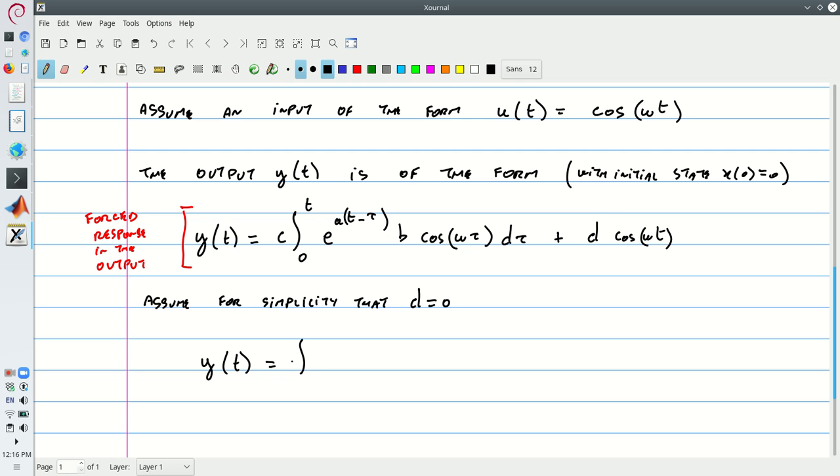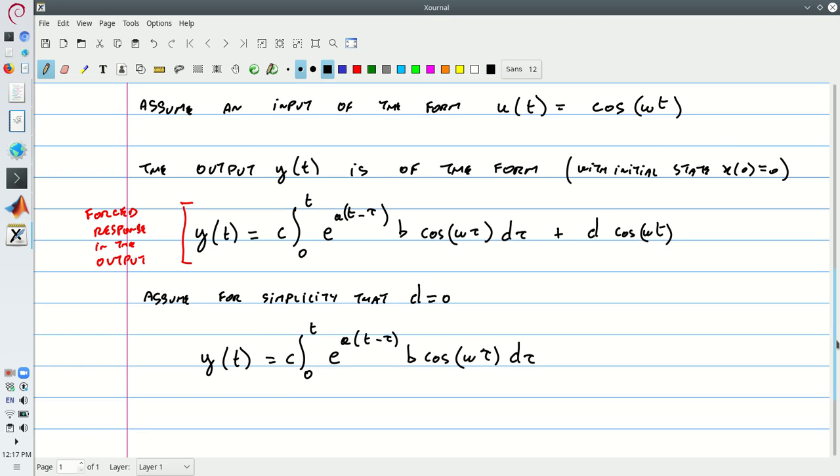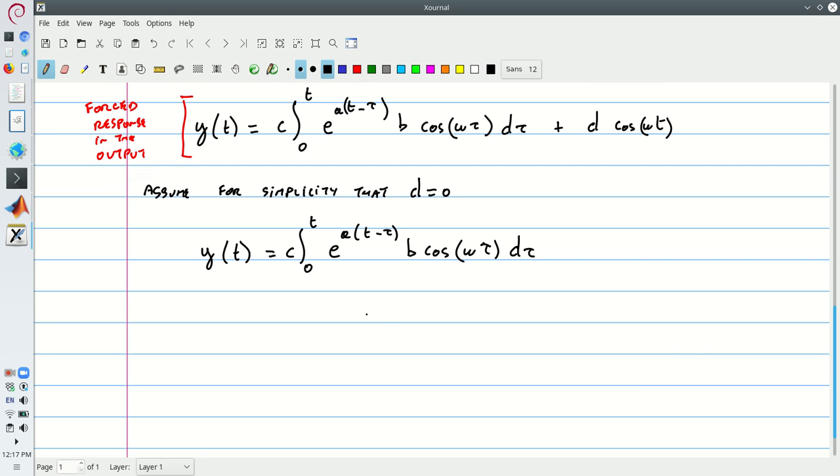There is a c, integral between 0 and t of exponential of a t minus tau b cosine of omega tau d tau. So this is our output, and now we simply need to solve this integral for the specific input cosine of omega tau in this convolution integral. Once we have solved this, we have an expression for y of t that is explicit. So let's massage this expression a little better.